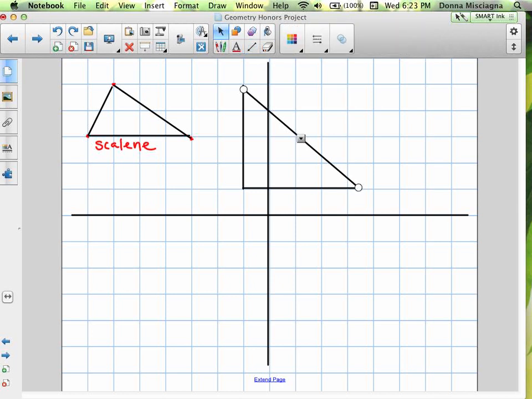And since you want one of them to be horizontal or vertical to make it easier to find the area, something like that might be a little bit easier. So there we have a right angle, a right triangle.